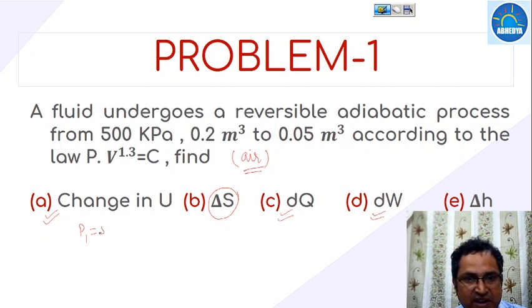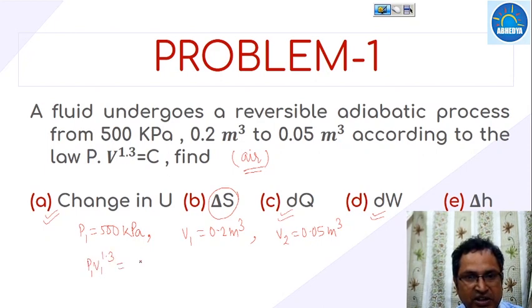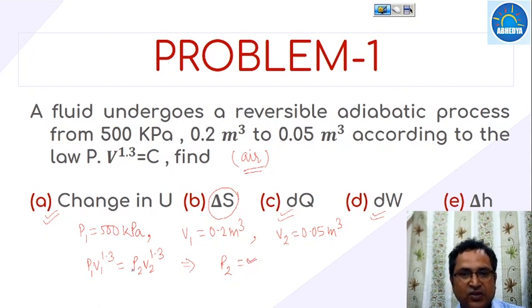So if we assume that air is the fluid, then P1 is given as 500 kilopascal, V1 is 0.2 meter cube, and V2 is 0.05 meter cube. So we can use the relation P1 V1 raised to the power 1.3 is equal to P2 V2 raised to the power 1.3. From here we can easily find out the value of P2 by putting in all these values.